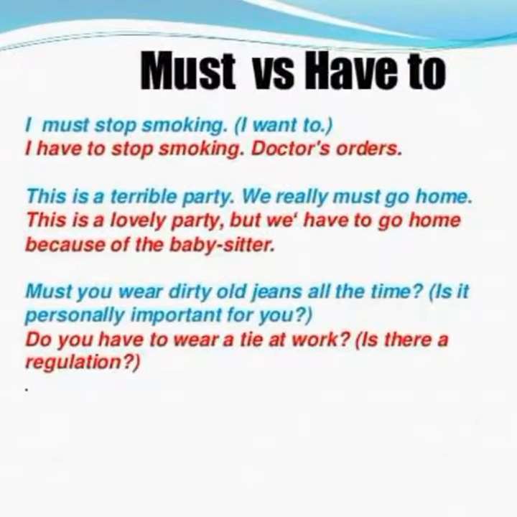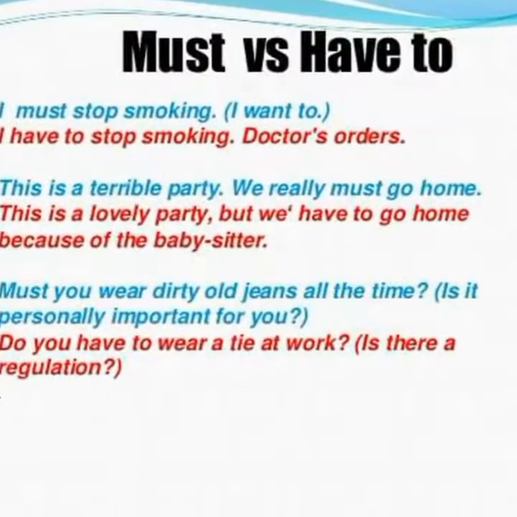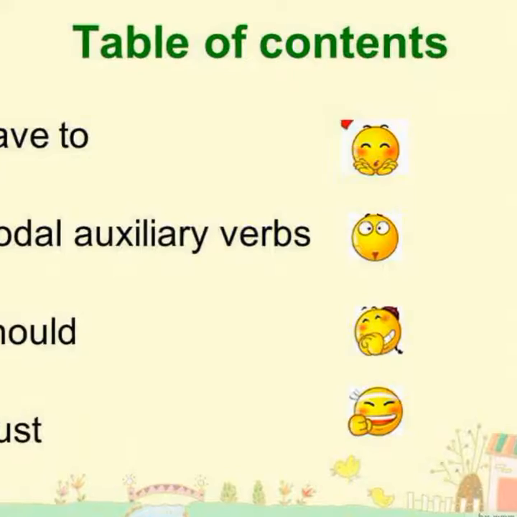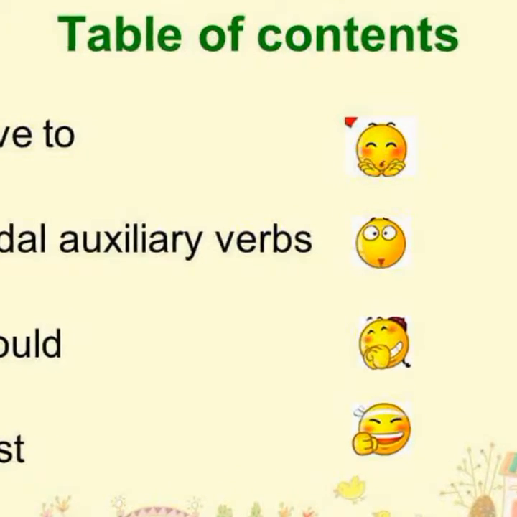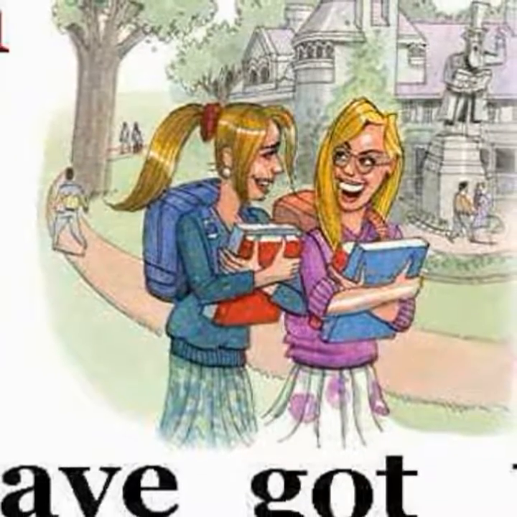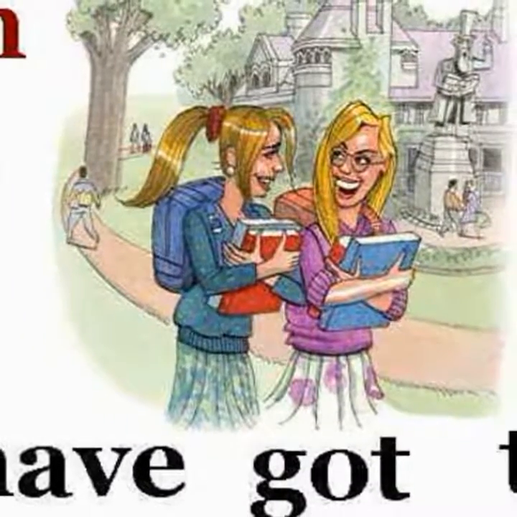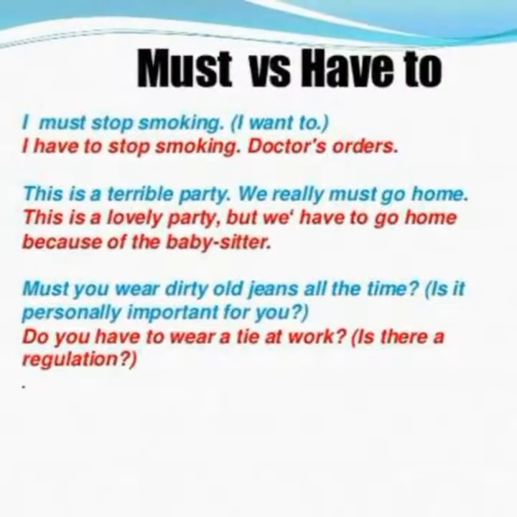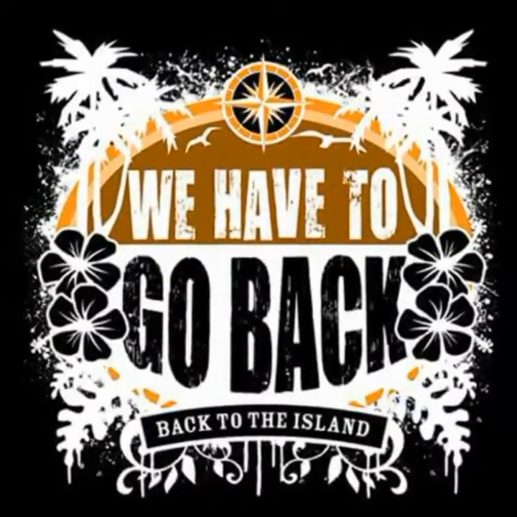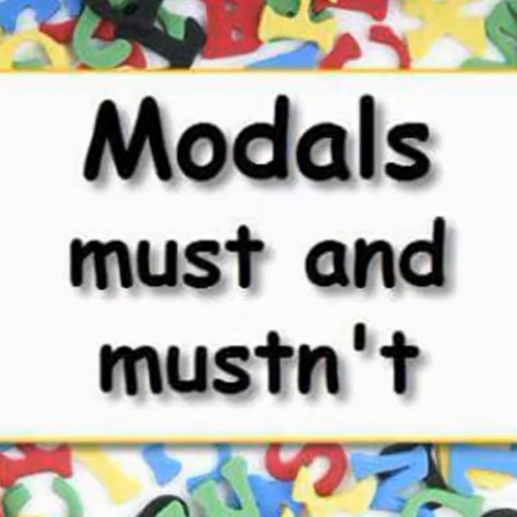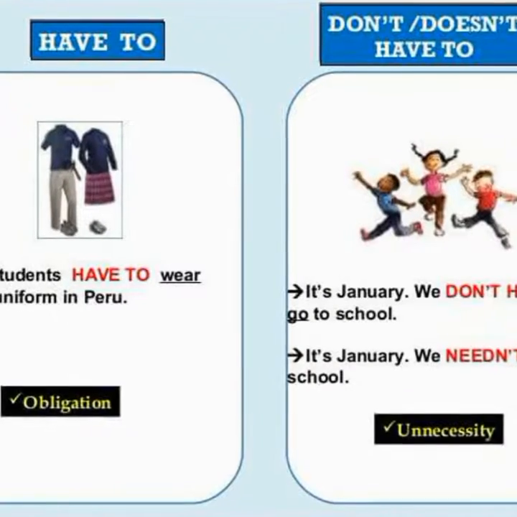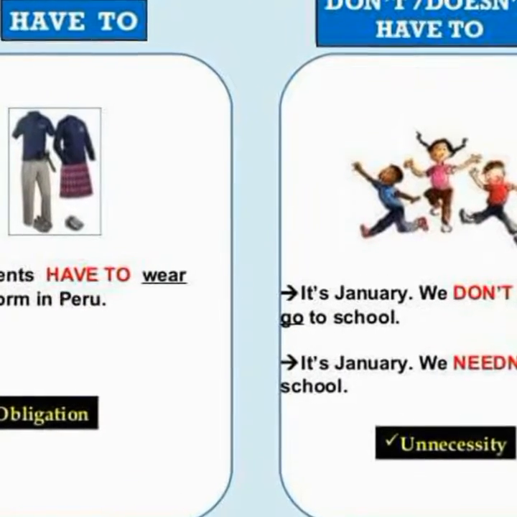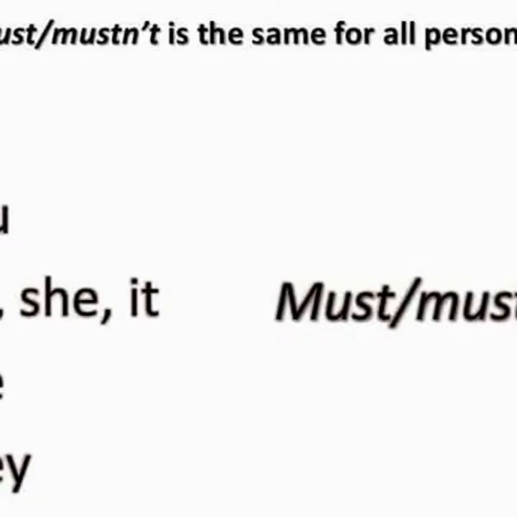Must is written the same for all people in English: I, you, he, she, etc. For example, in affirmative sentences, the form is subject plus must plus the base form of the verb. I must study, you must study, he, she, it must study, we must study, they must study.